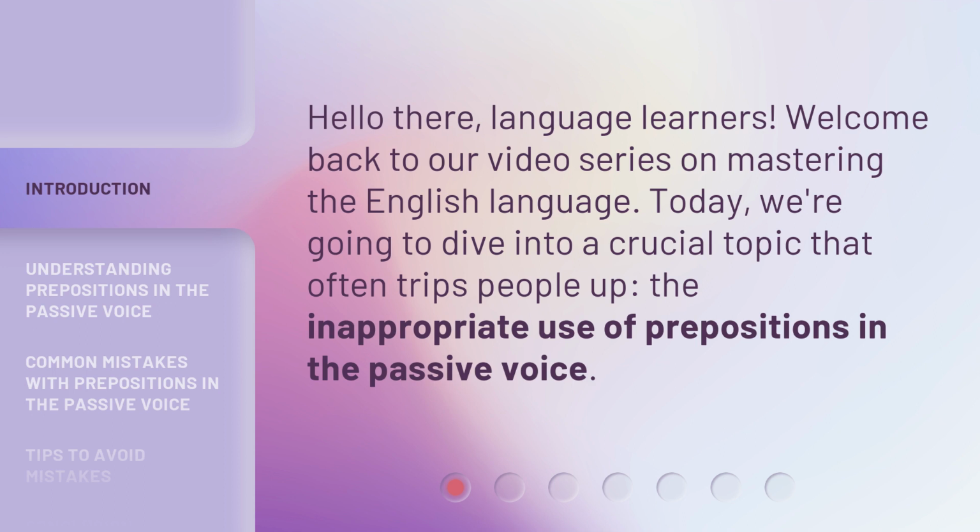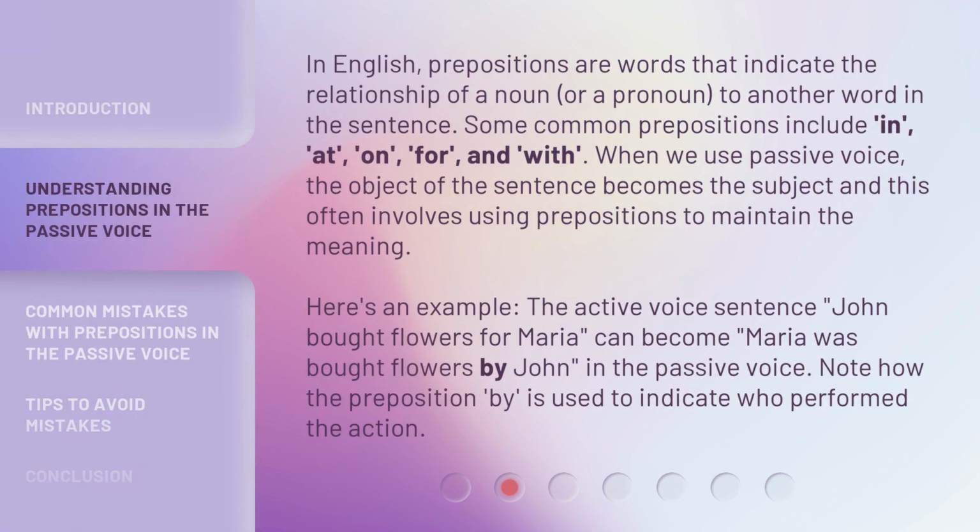Today, we're going to dive into a crucial topic that often trips people up: the inappropriate use of prepositions in the passive voice. In English, prepositions are words that indicate the relationship of a noun or a pronoun to another word in the sentence. Some common prepositions include in, at, on, for, and with.